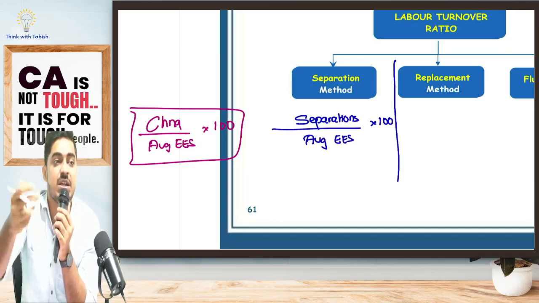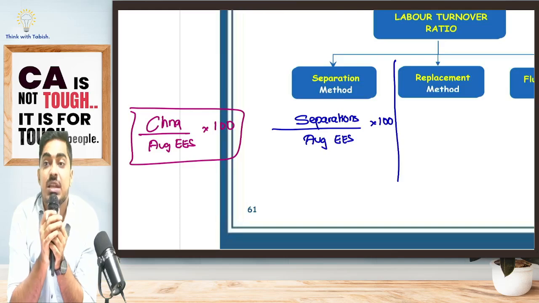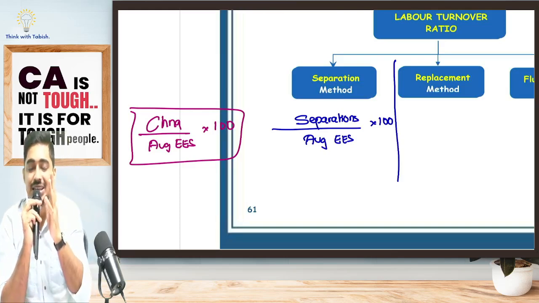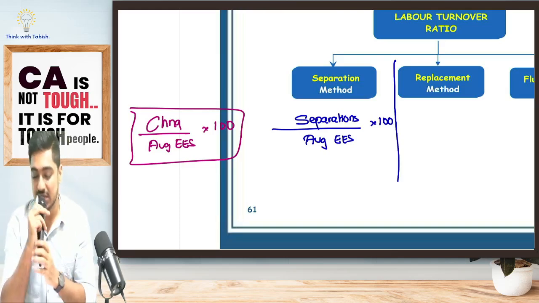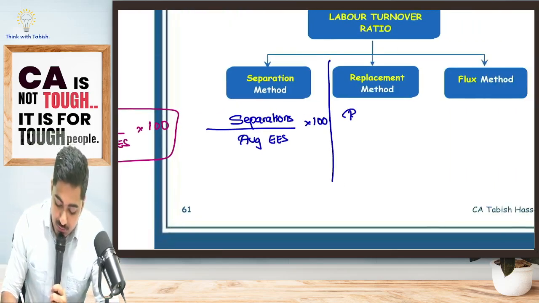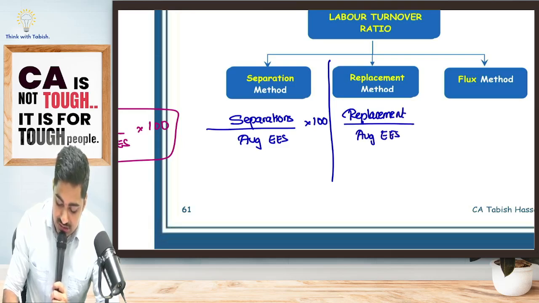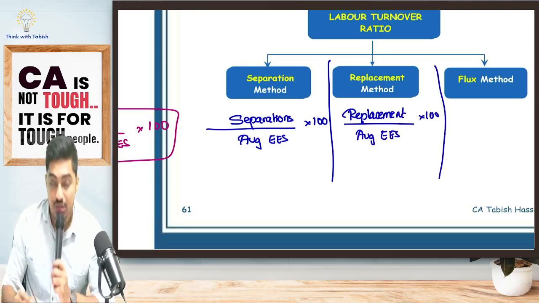Next, replacement method is there. What is replacement method telling? What should I consider? Only replacement I should be considering. Okay, boss. So it is going to be number of employees replaced divided by average number of employees into 100. Yes or no, everyone? Yes.